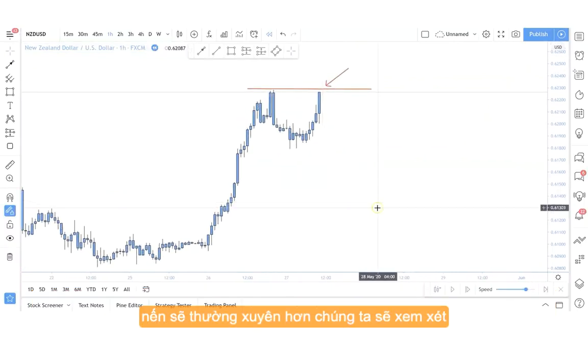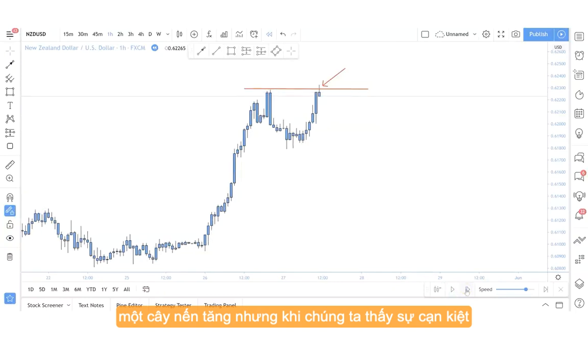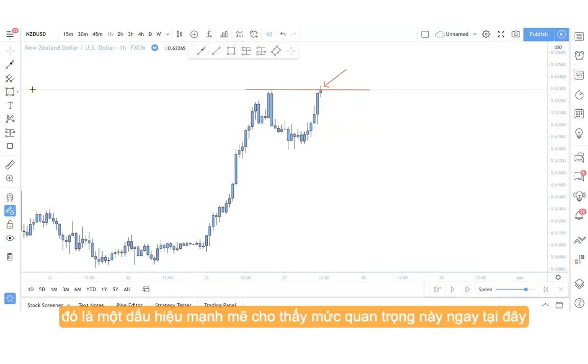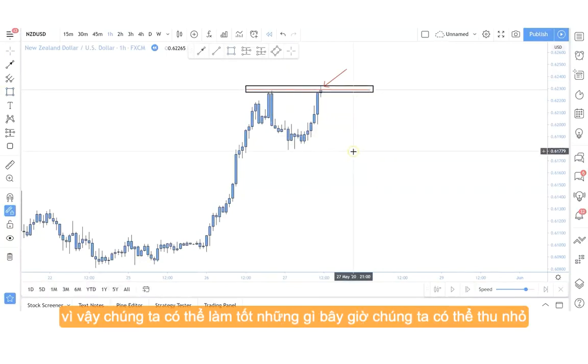What are we going to say the next candle is going to be? More often than not, we're going to look at the next candle to be a bullish candle. But when we see a depletion, that is a strong sign that this key level right here is more than likely holding sell orders. So what can we do? Well, now we can scale down.